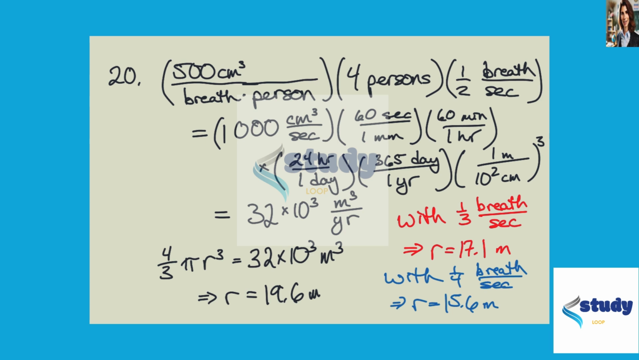Now, if we assume one breath every 3 seconds, the radius drops down to 17 meters, and one breath every 4 seconds, the radius drops down to about 15.6 meters.